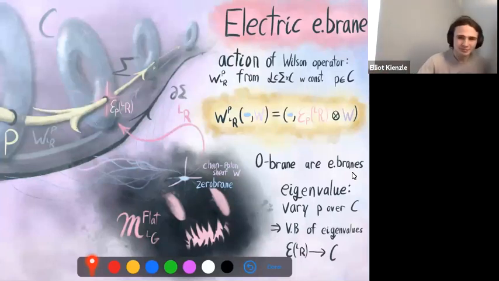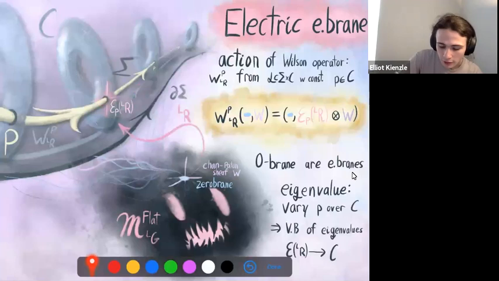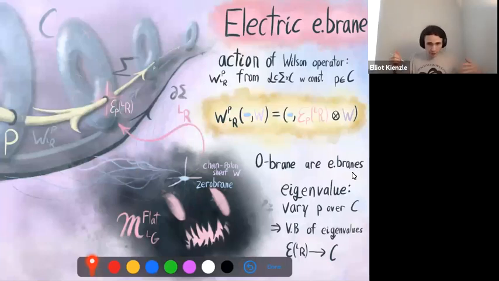Anyway, so Wilson operator. We have a Wilson operator on our two-dimensional manifold running parallel to a boundary. We can treat this operator as coming from a four-dimensional operator by saying that it's a line operator that is constant on C. It has a constant value P. So we basically have this parameterization by C of different Wilson operators. Again, we choose an irreducible representation and everything. Now, for an electric eigenbrane, we're going to show that essentially all zero branes are eigenbranes.